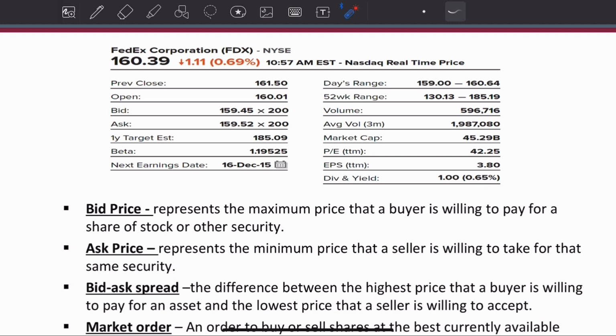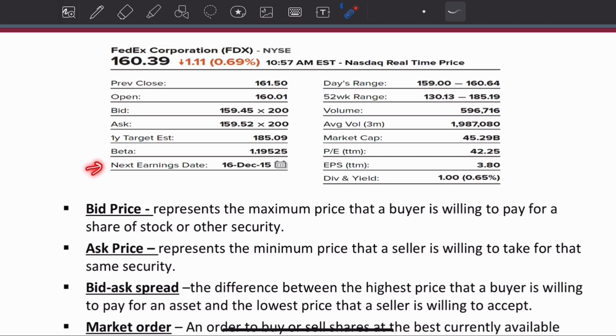Very important, we can see the 1 year target estimate, the price expected for the stock within 1 year. And then we have beta, which we don't cover within the scope of this course, but it's also another very important indicator that shows the relationship or the correlation coefficient between the stock itself and a market portfolio, so the whole market. It's typically a number around 1, so it could be just a little bit lower than 1 or just over 1 normally for most stocks.